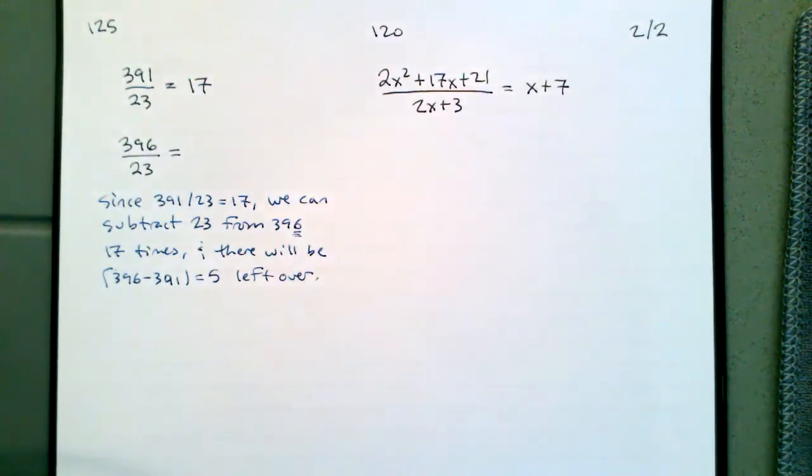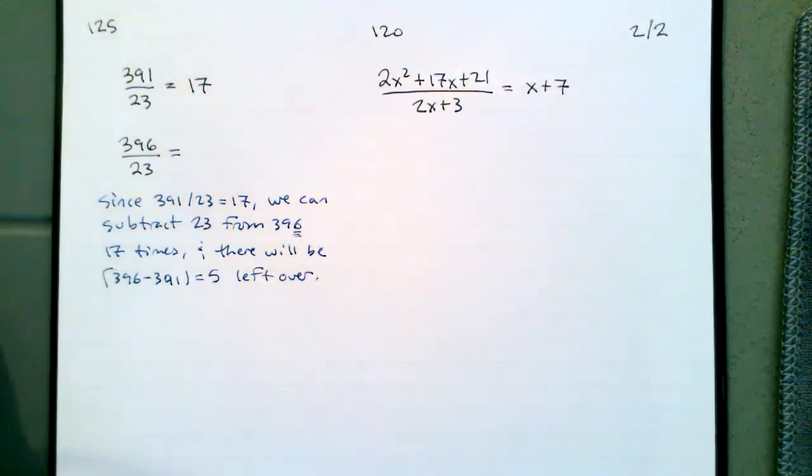The 5 remainder is the 5 left over after we subtract 23 from 391, 23 from 396, 17 times. Sometimes this process gets buried, or this recognition gets buried in the process.